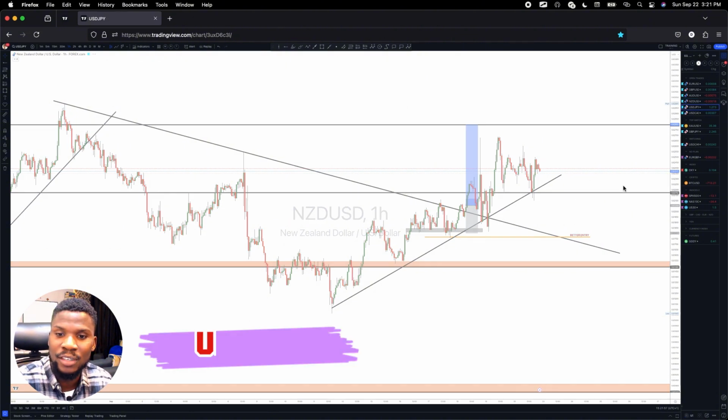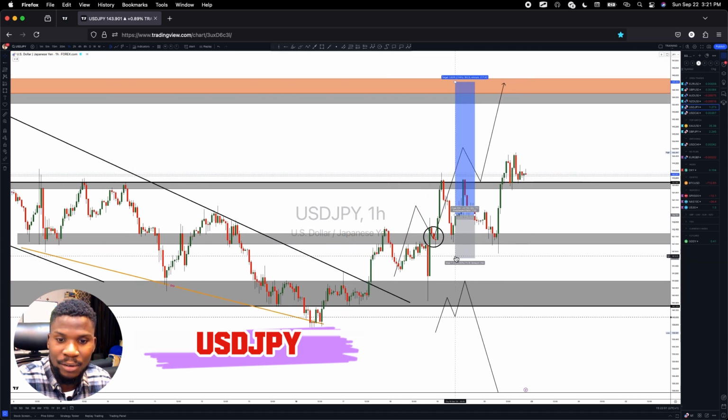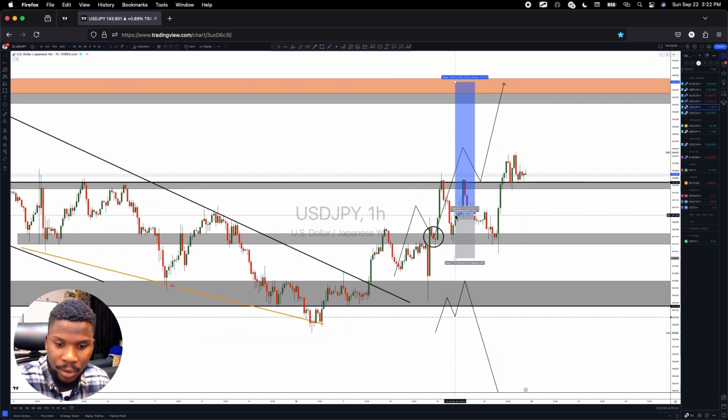USD/JPY is another trade that got me closed out on Friday, and then the market eventually ran in my direction. So I took a buy trade right here on Thursday.